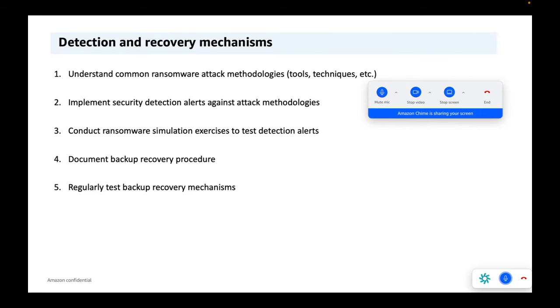How do you detect and recover from ransomware? First of all, you have to understand what ransomware is, what some of the tools are, and what some of the techniques attackers use, right? Implement security detection alerts, conduct ransomware simulation exercises to make sure that whatever detection alerts you have defined are working as expected. Document a backup recovery procedure and regularly test your backup recovery. These are the things that you can do to detect or recover from ransomware attacks at a high level.